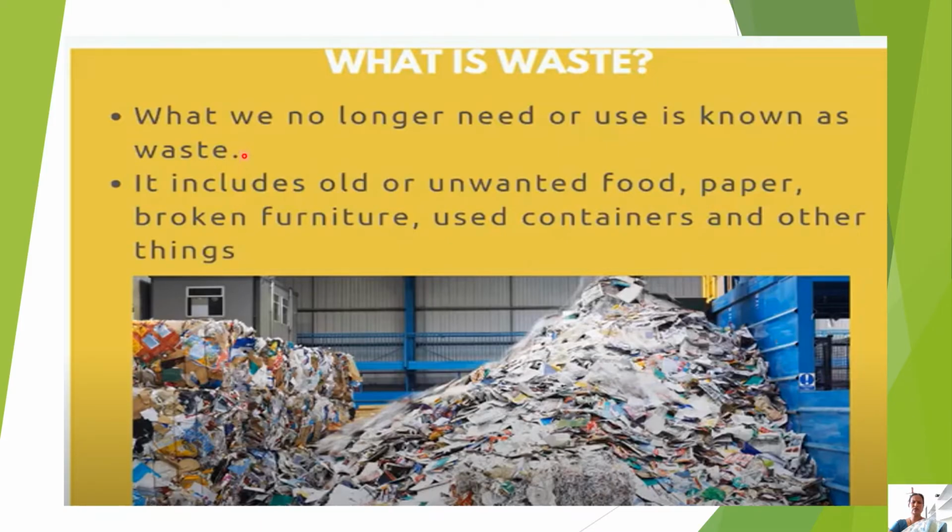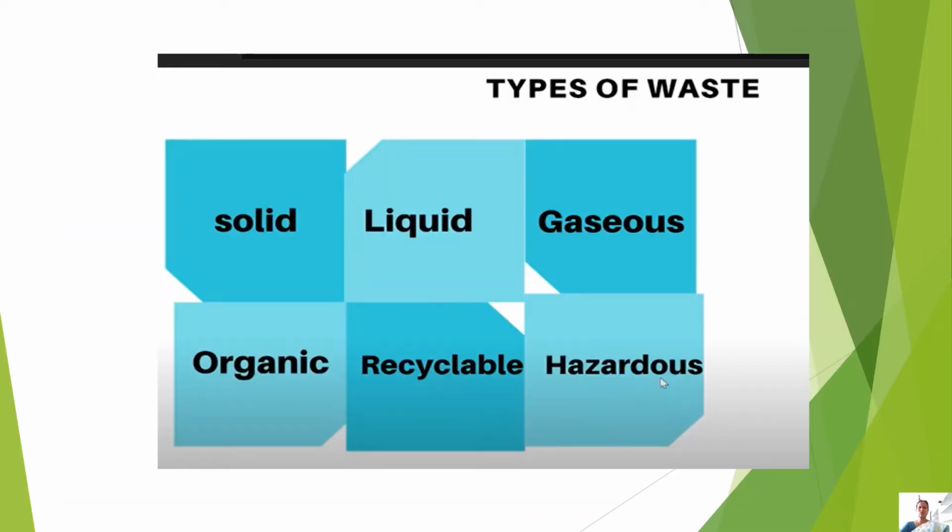So what we no longer need or use is known as waste. Ali must throw out the gift wrapping paper and the cover of the battery as they are waste materials. Right? So the waste we produce every day in our home includes old or unwanted food, paper, broken furniture, used containers and other things. These are all called waste.